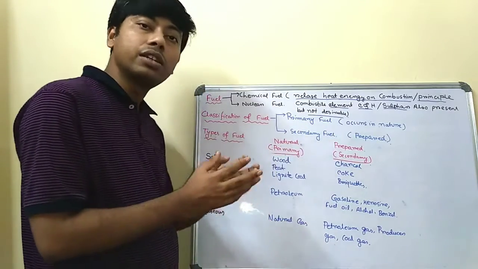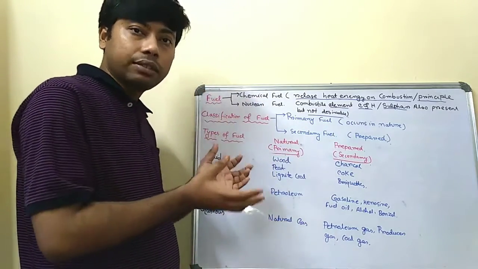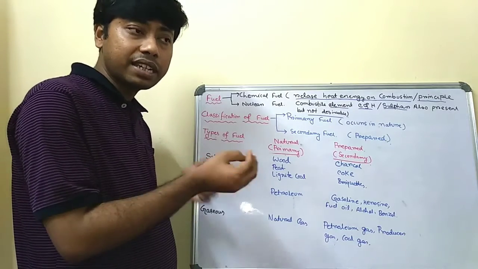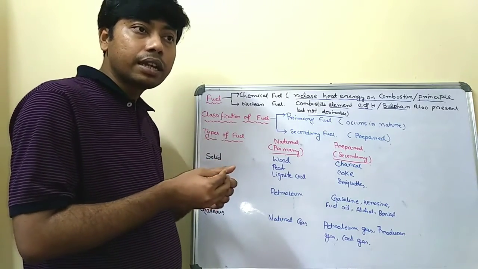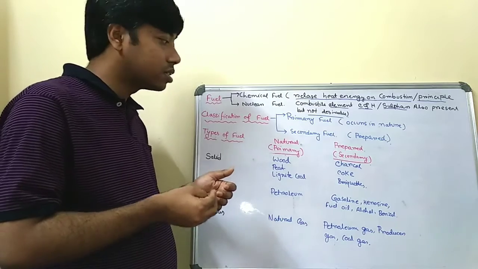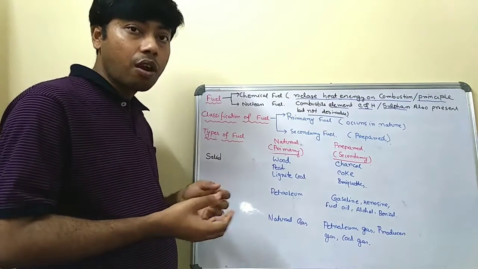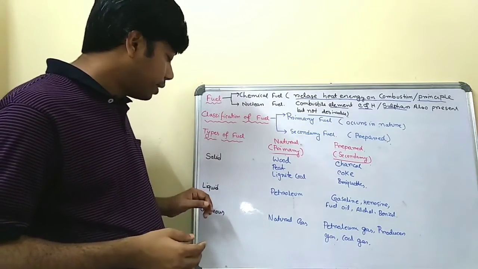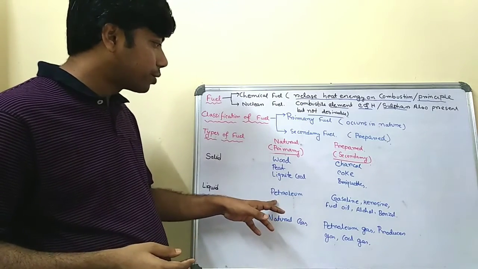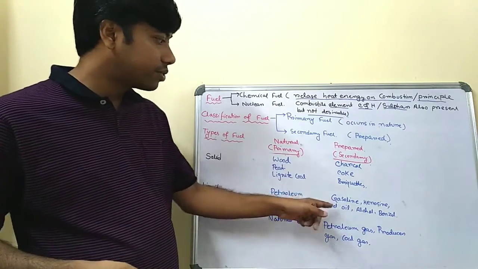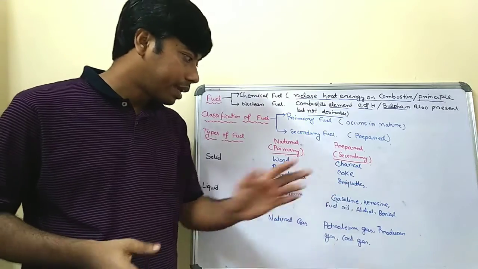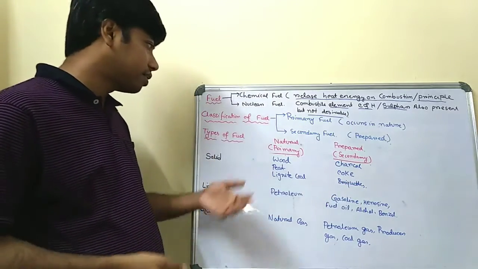As you know, primary fuel occurs in our normal nature, but secondary fuel is prepared by some processing of natural fuel. Liquid fuel in its natural form is basically petroleum. For secondary, that is gasoline, kerosene, fuel oil, alcohol, and benzol. So these are the secondary fuels.